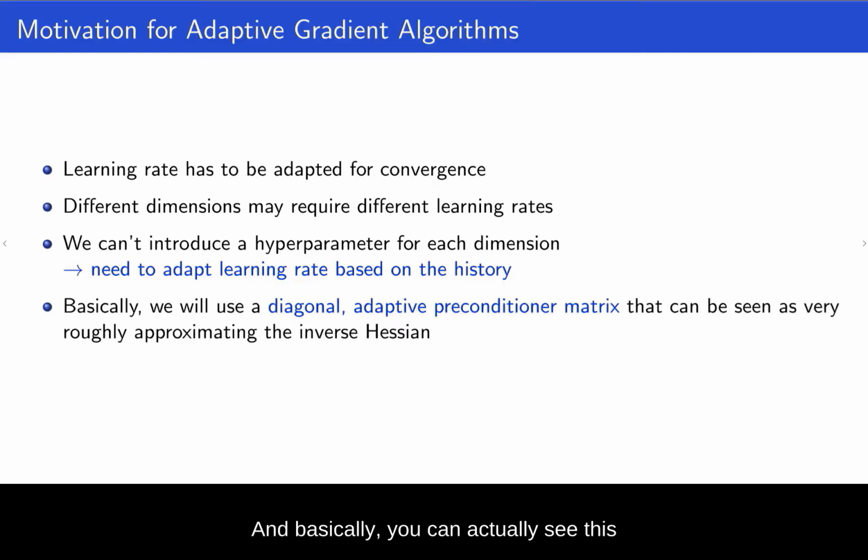Basically, you can see this as a diagonal preconditioner matrix that we'll use in order to assess how much each of these gradients should be scaled by. And this preconditioner is adaptive to the trajectory and can be seen as very roughly approximating the inverse of the Hessian.